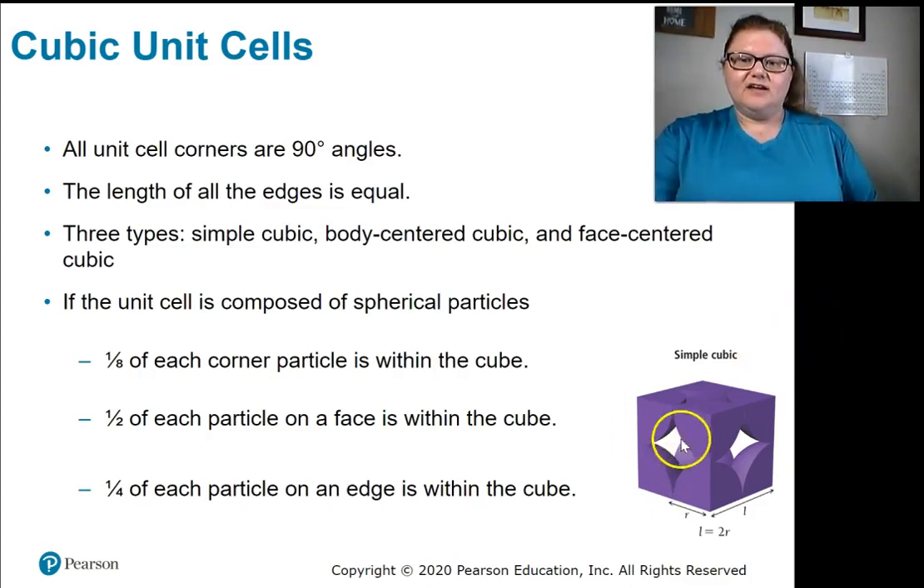We want to say that a face is one side of this cube. So this little square right here, or this square, or this square, each of those is a face. And so half of each particle on a face is within the cube. We're not seeing the half in this simple version, but you'll see it with the face-centered cubic. And then 1/8 of each corner.